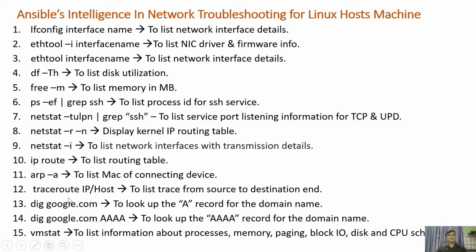The dig command will give you DNS name server information in terms of A and AAAA records. dig google.com AAAA, you will get the IPv6 address, that is the AAAA IP address for that domain, right? vmstat to list information about processes, memory, paging, block input output, disk, and CPU scheduling. So guys, we will run all these 15 commands on our Ansible server and we'll monitor the output of these two hosts, right? Let's open the Ansible server. We will perform all 15 commands on our target host servers.